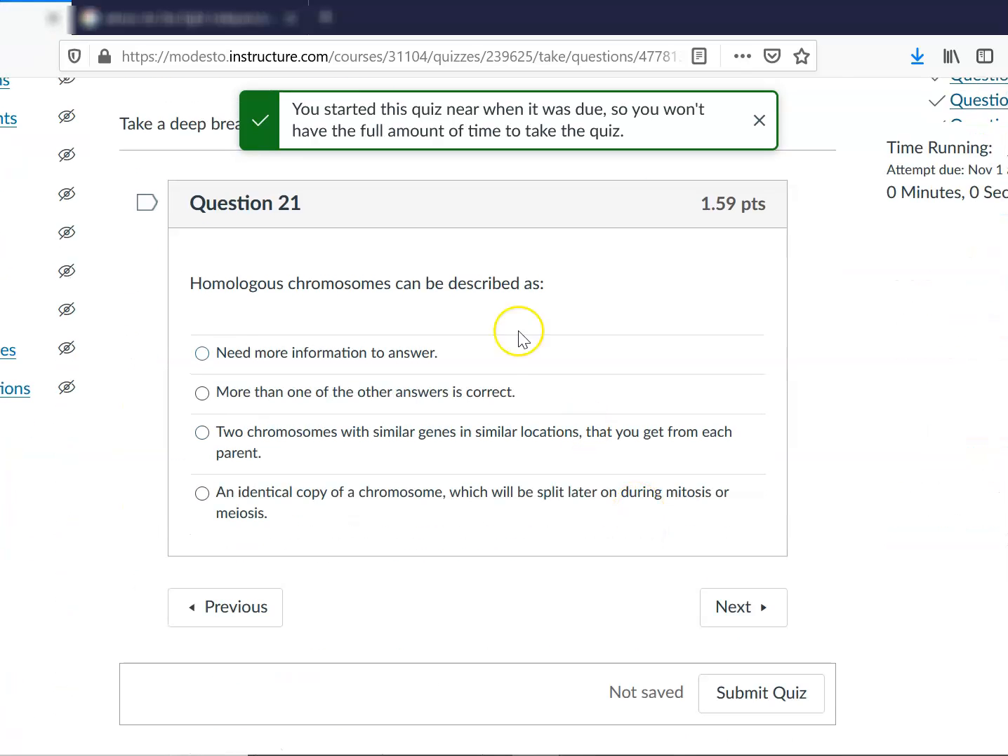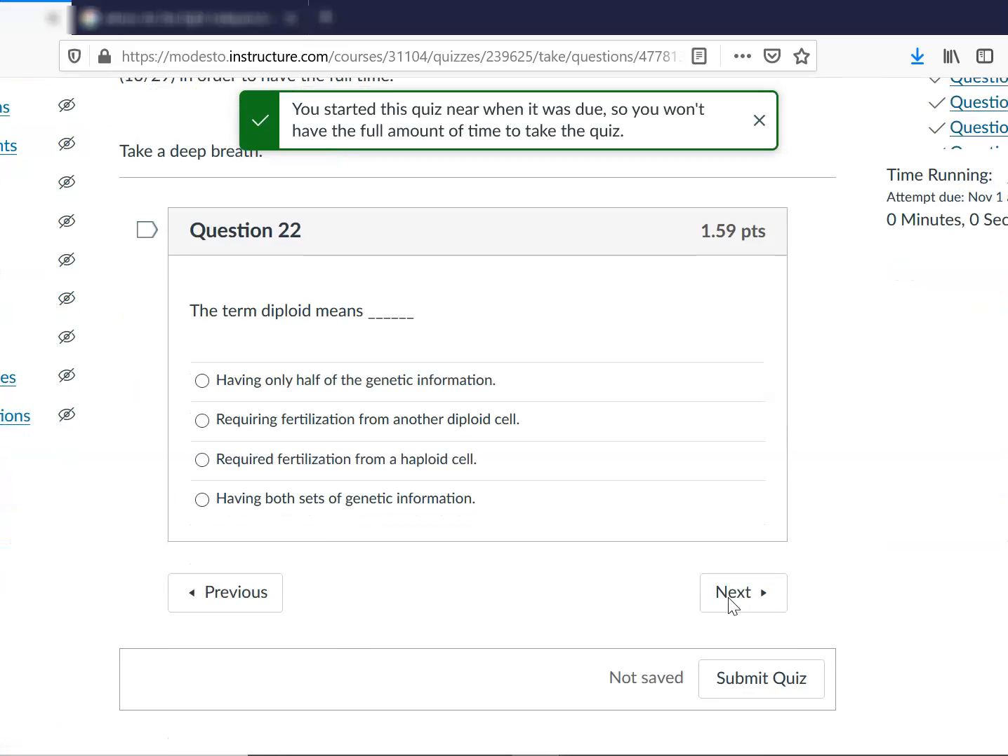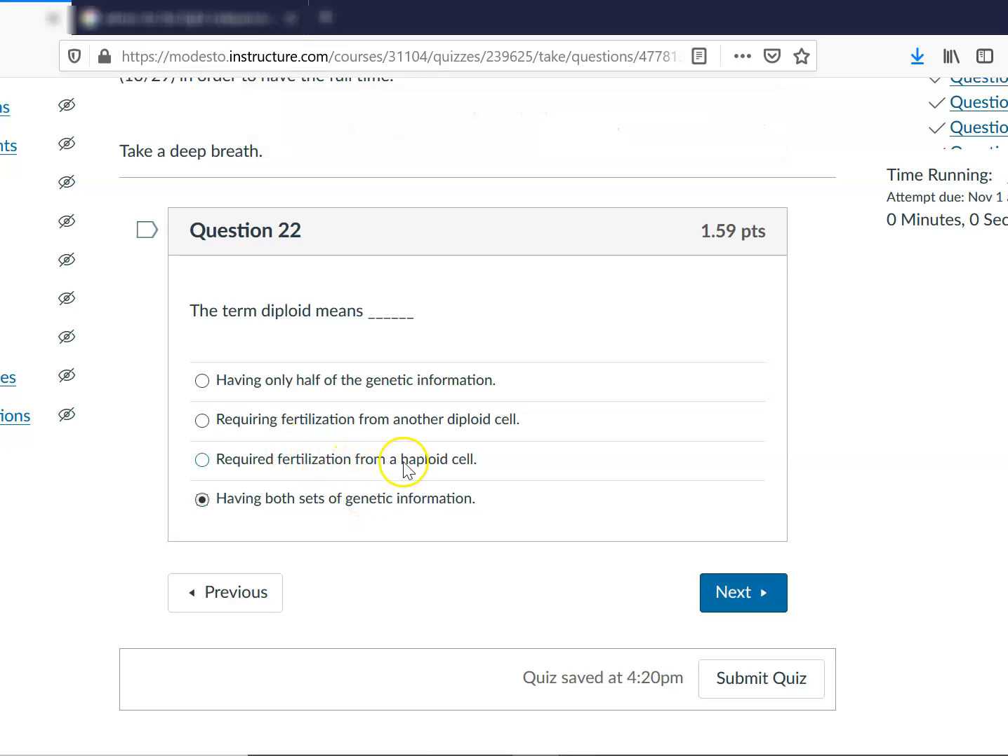Homologous chromosomes can be described as two chromosomes with similar genes in similar locations that you get from each parent. You get one from your mom, you get one from your dad. Those are your homologous chromosomes. Here's my gene from my mom for being tall. Here's my gene from my dad for being short. Remember all that stuff. So that's the answer to homologous chromosomes. This one is sister chromatids. I don't know if I asked about that, but we'll see. The term diploid means having both sets of genetic information. You have each set of your homologous chromosomes. Required fertilization? No. Having only half, this would be haploid. Both sets of genetic information is diploid.